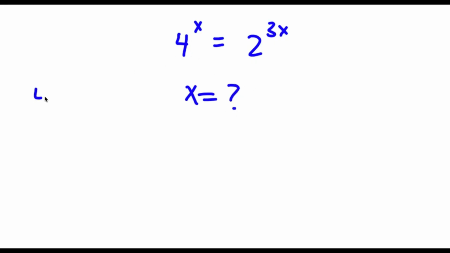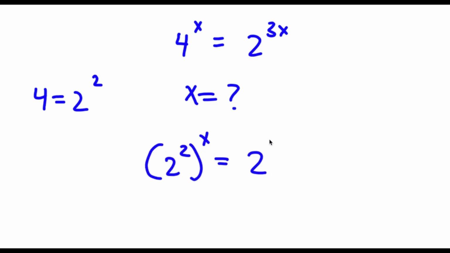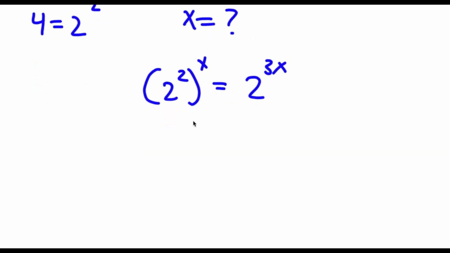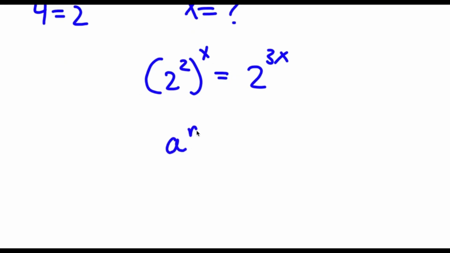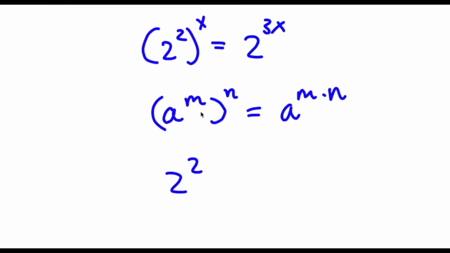Now, first off, 4 is the same thing as 2 to the power of 2. So if I replace 4 with 2 to the power of 2, I get 2 to the power of 2, to the power of x, is equal to 2 to the power of 3x. Now, if I have something in the form a to the power of m to the power of n, this is equal to a to the power of m times n. So 2 to the power of 2 to the power of x is going to equal 2 to the power of 2 times x, which is the same thing as 2x. Now this is equal to 2 to the power of 3x.